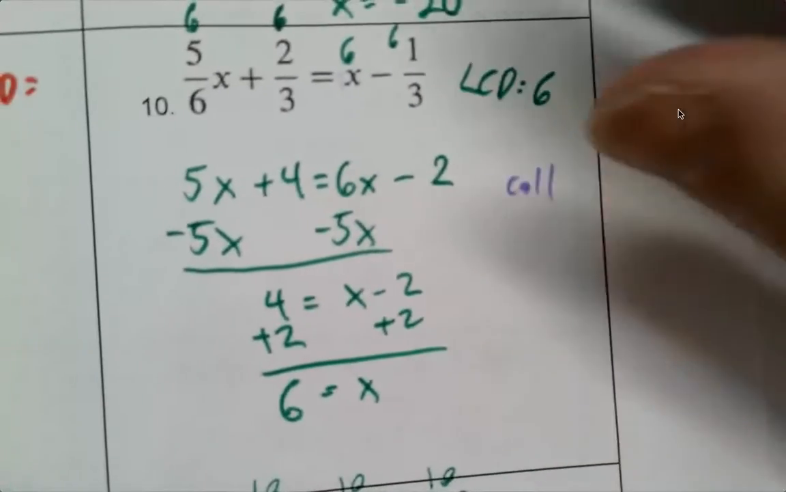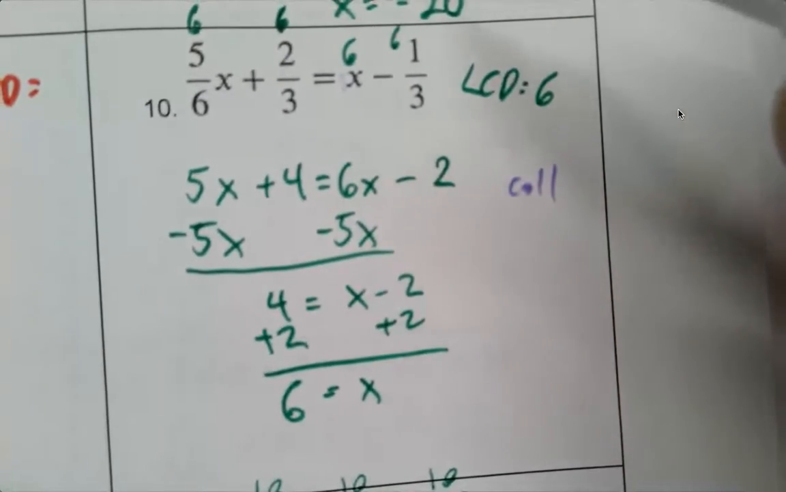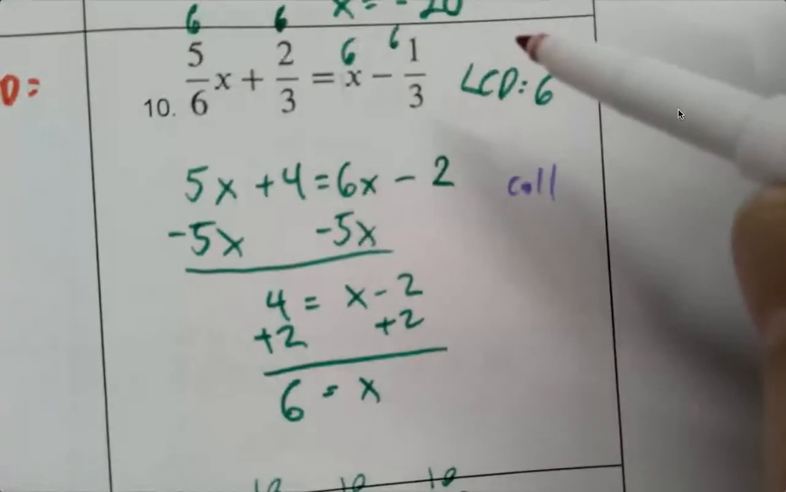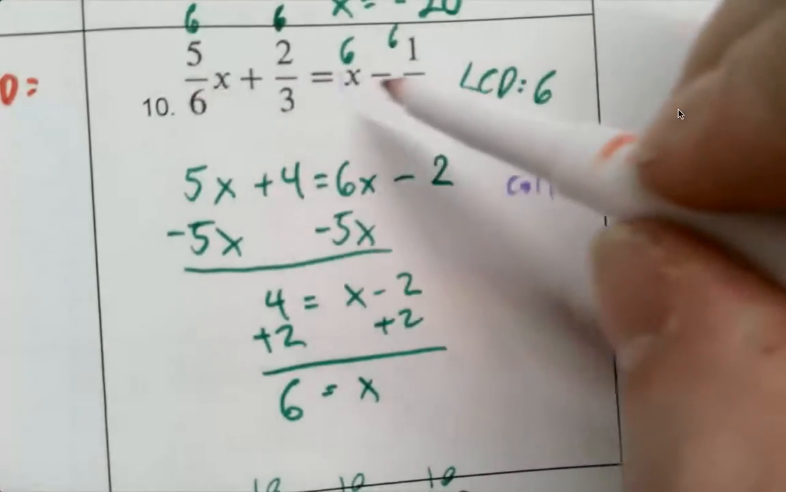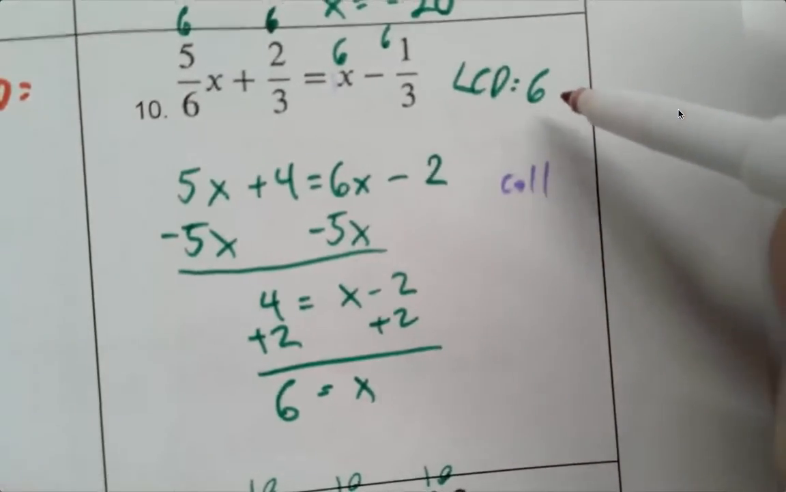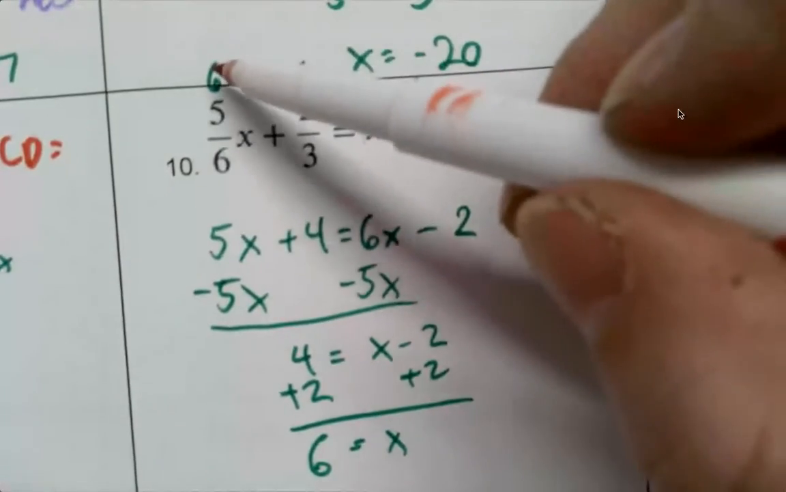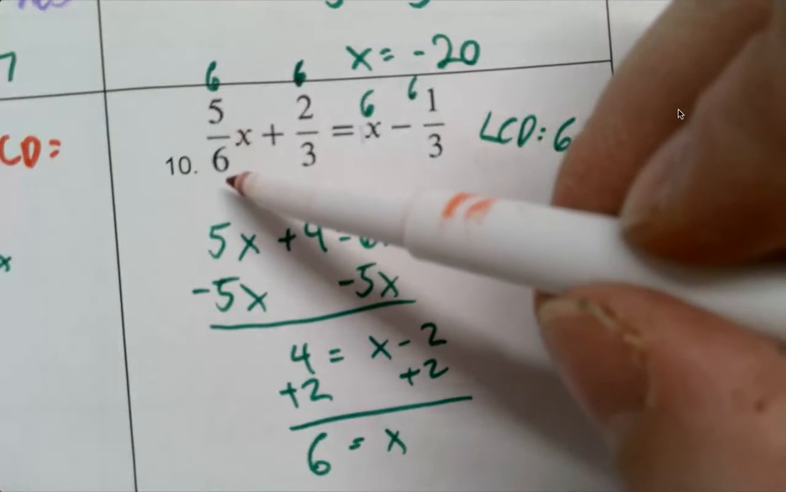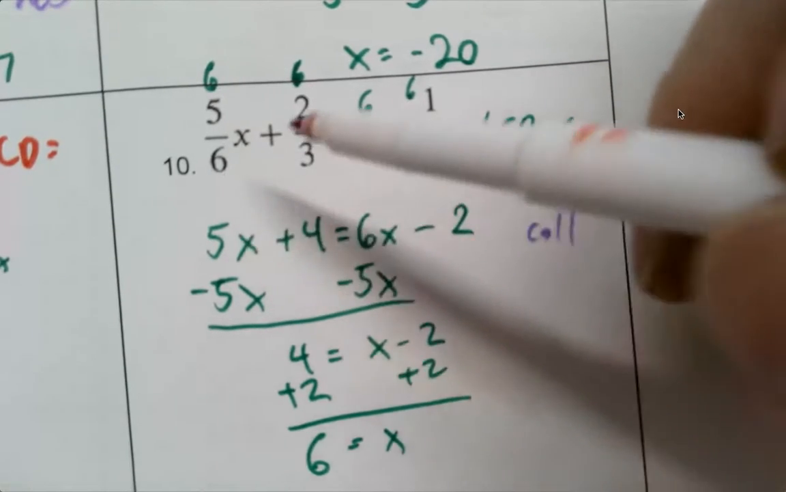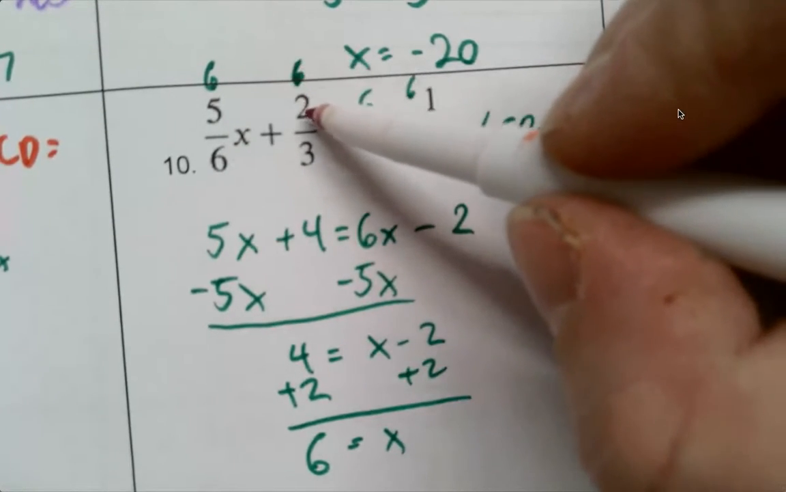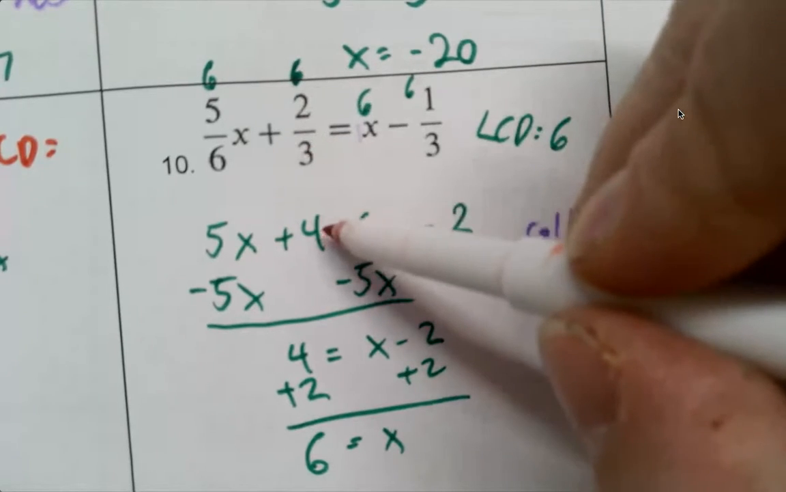There's one on the test that's like this. This is the first one on the test and on the review where the denominators are different. So you have sixths and thirds. The least common denominator is 6. So we learned when you multiply everything by little sixes, you can do 6 times 5 is 30 divided by 6, which is 5. 6 times 2 is 12 divided by 3, which is 4.